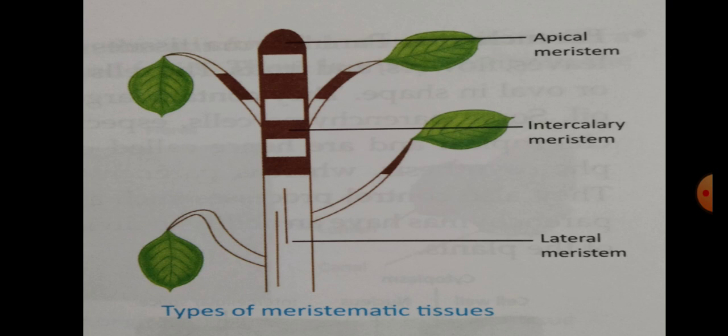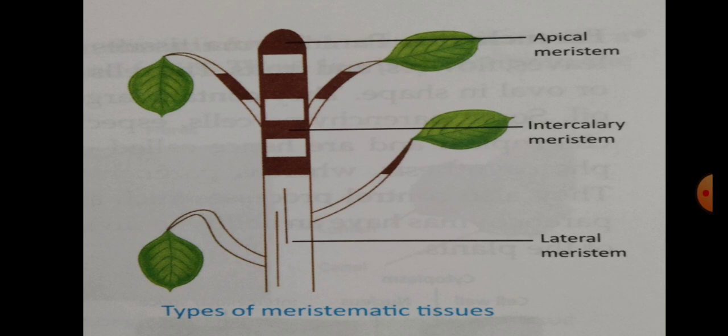Now let us see intercalary meristem. You can see the intercalary meristem is mostly located near the nodes and the leaf bases of the monocot plant. In the previous classes you have studied about monocot, dicot, the monocot being a plant with one cotyledon. So you can see this intercalary meristem near the nodes and the leaf bases of the monocot plants.